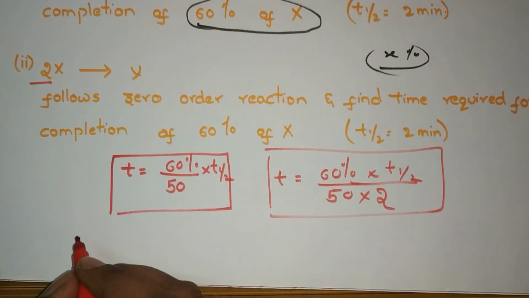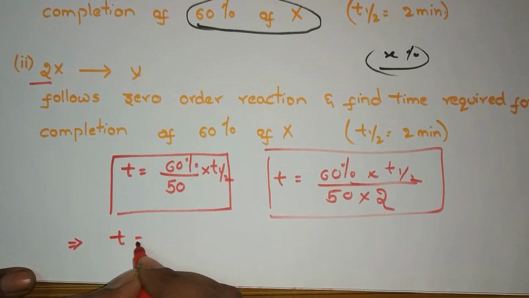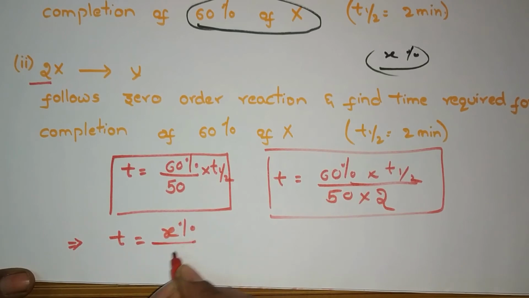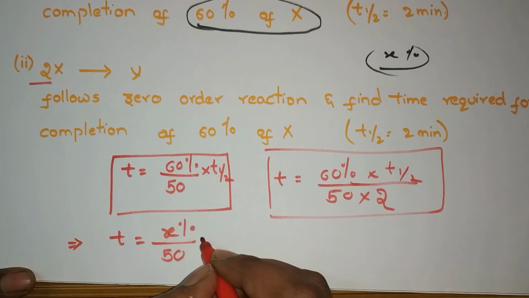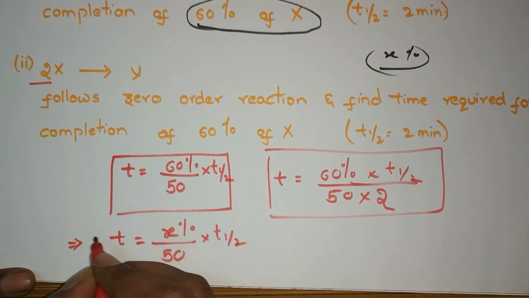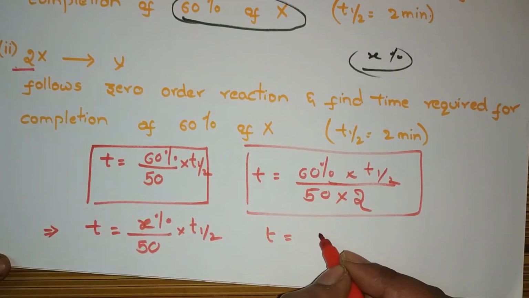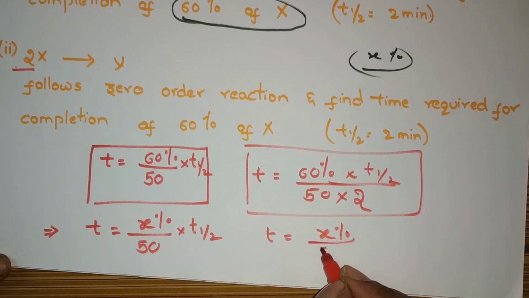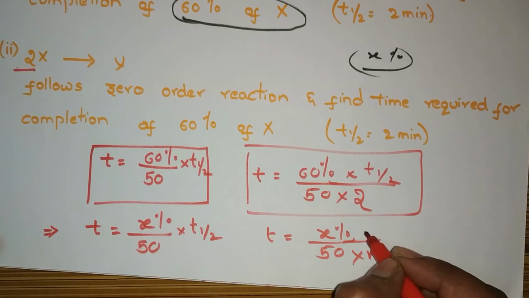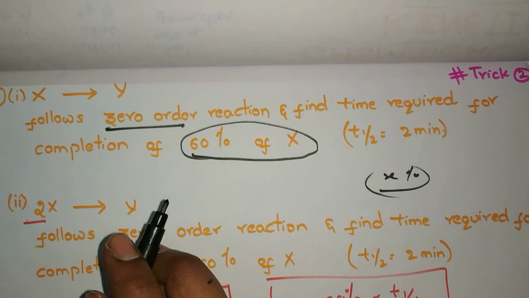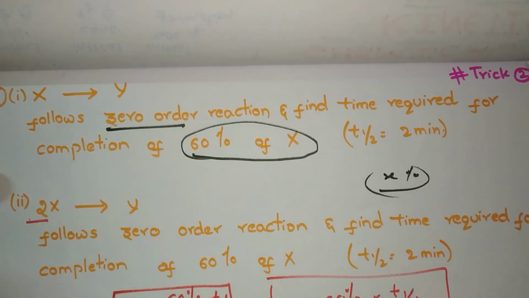Write it for a general one. Time required for the completion of 60%. So here X% upon 50, X% means 60%, upon 50 into T half. For this type of reactions, time will be X% upon 50 into the number of moles n into T half. That's it. Apply this trick. So apply this trick here.